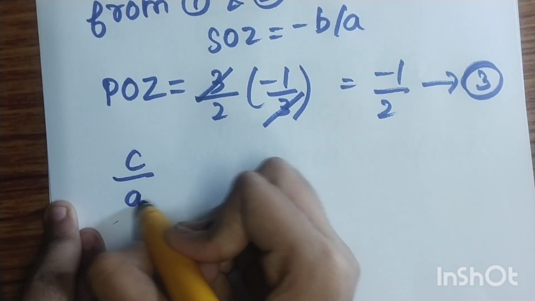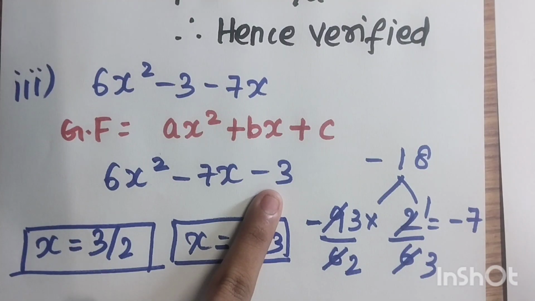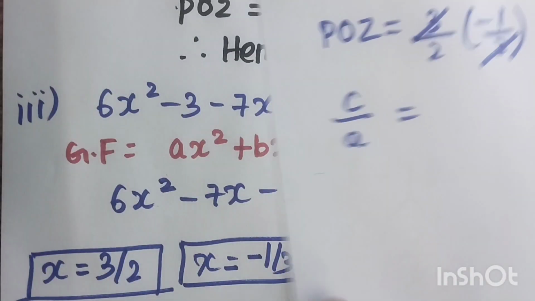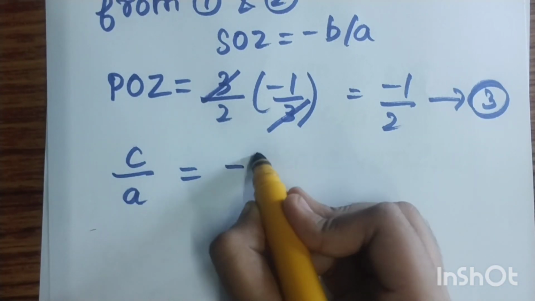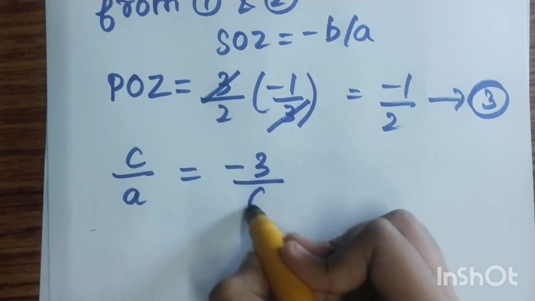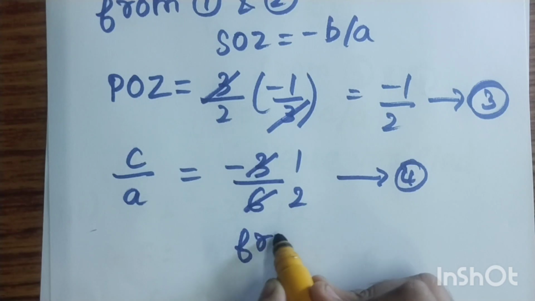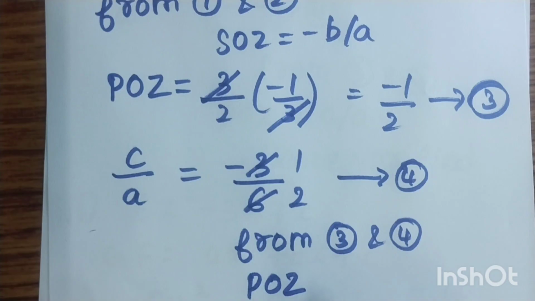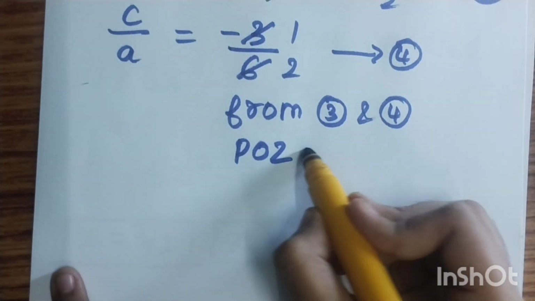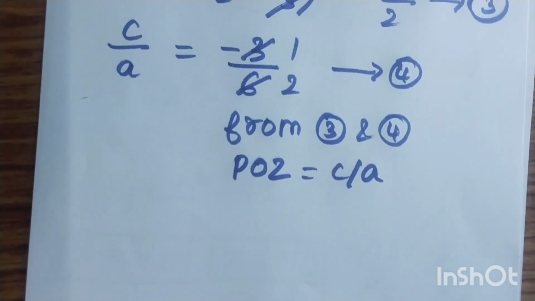And C by A. So what is my C? My C is minus 3. Minus 3 by 6. So if I cancel, I'll be getting minus 1 by 2. This is my fourth equation. From 3 and 4, POZ is equal to C by A. Okay. Next, moving on to the next sum.